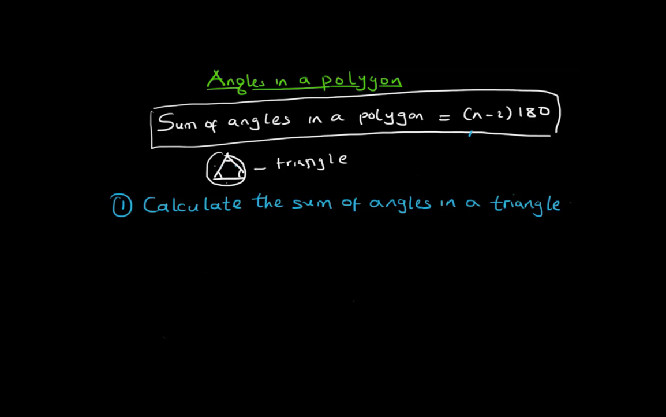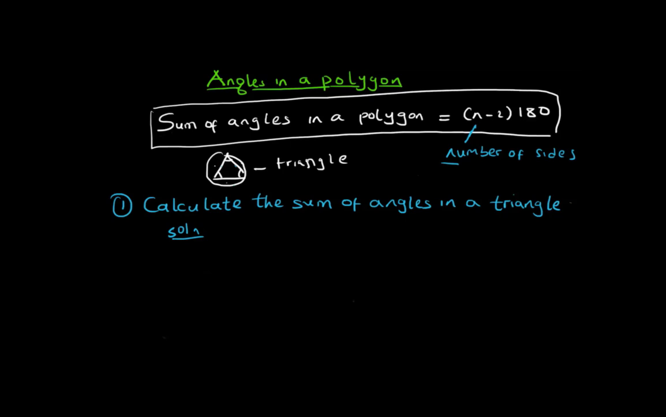Calculate the sum of angles in a triangle. Now, before we solve this question, I need to mention that in the formula of sum of angles in a polygon, n means the number of sides. You can see n, number of sides. Now, let's solve this. Calculate the sum of angles in a triangle.